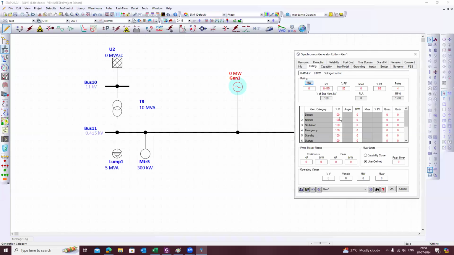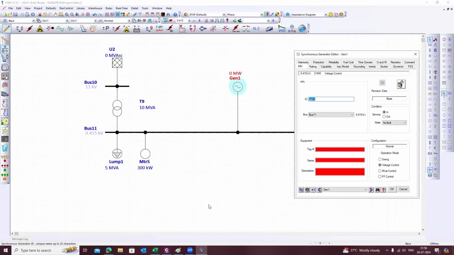So when you are giving the voltage control mode, that means you are giving the generator operating voltage. At which voltage the generator has to operate, that you are defining here. So accordingly, the generator will adjust its MVAR, the reactive power, to maintain the voltage. So that's why the preferable control for the generator is the voltage control mode.